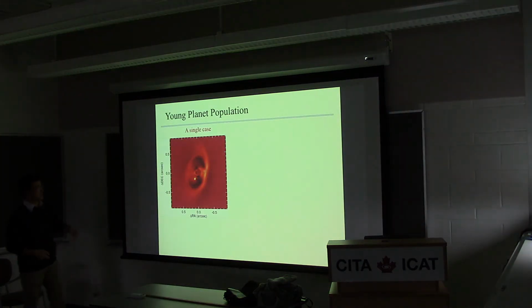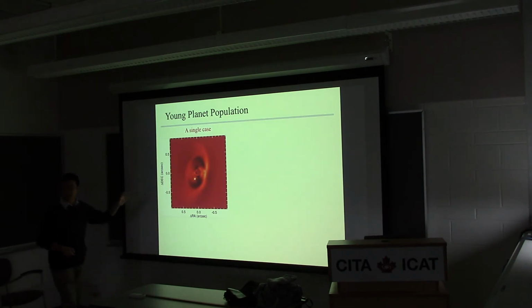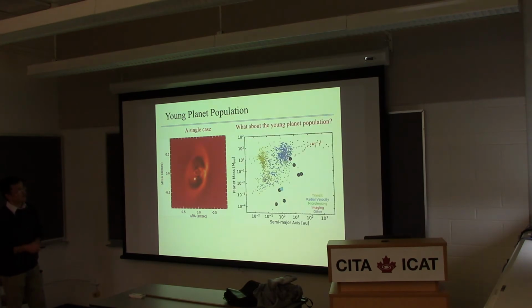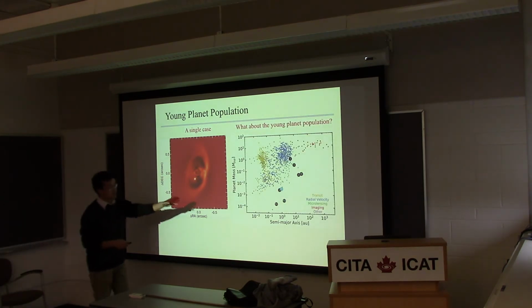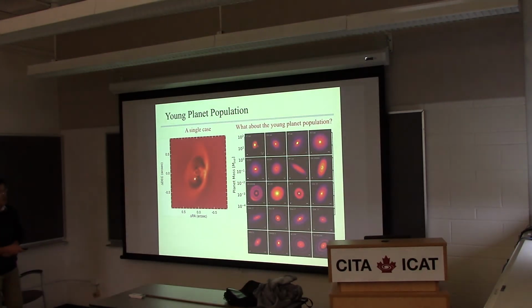Okay. Yeah, so now we have this single system. We're still trying to understand what's going on and what constraints can be put on planet interaction. But the big question is, what about this young planet population? Can we get anything out from these structures? And this is what I'll talk about, this large program, DSHARP.